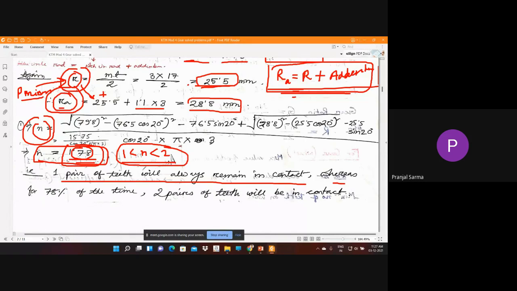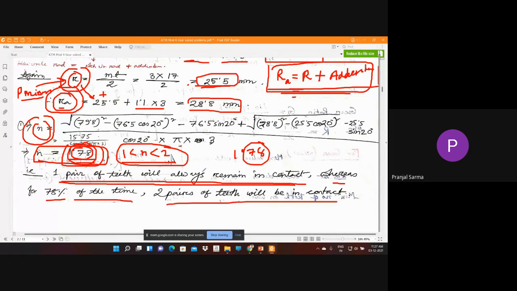So what I can say, that means one pair of the teeth will always remain in contact, whereas this is 0.78 now, this is 0.78, 1.78. So for 78% of the time, two pairs of teeth will be in contact. Understood? And this completes this particular problem.